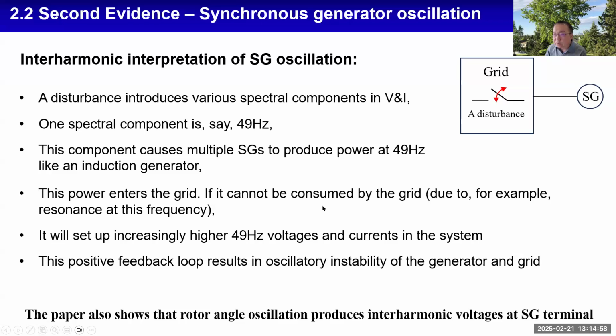If it cannot be consumed by the grid, for example, because resonance amplifies this component, then it will set up increasingly higher 49 hertz voltage and current in the system. This positive feedback loop results in the oscillatory instability of the generator and the grid. So this is how interharmonics can be used to explain synchronous machine oscillation. The paper also has two other examples to illustrate that the synchronous machine does generate interharmonics.